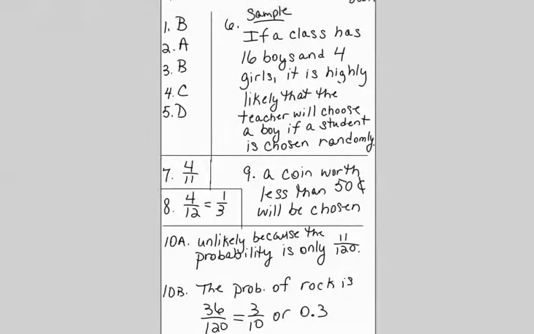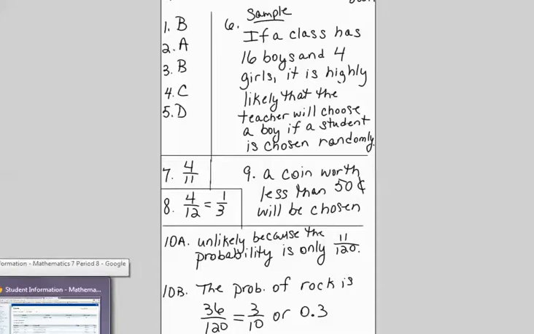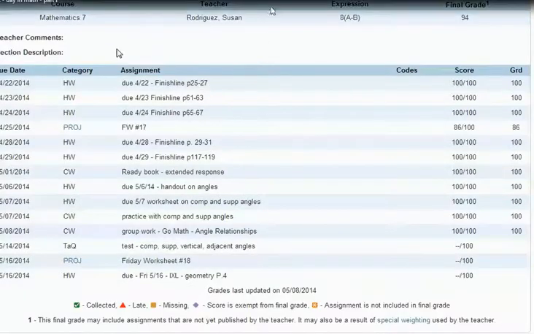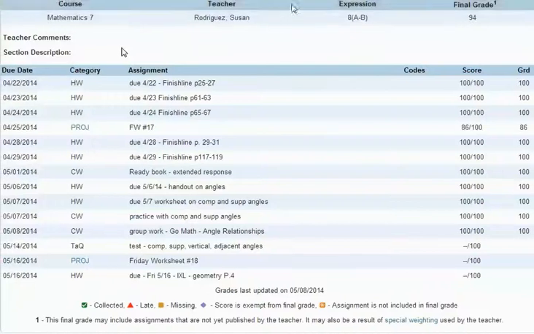While they're checking to see if the answers are correct, I am also putting their information into the PowerSchool parent portal. So this is how the parent portal looks. It shows all the assignments for that particular quarter. So for example, for quarter 4 for this school year, these are the assignments that are given.